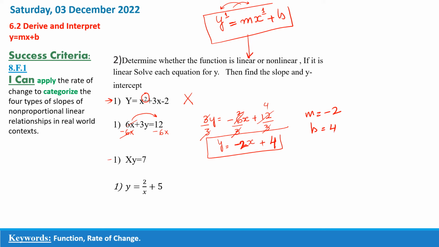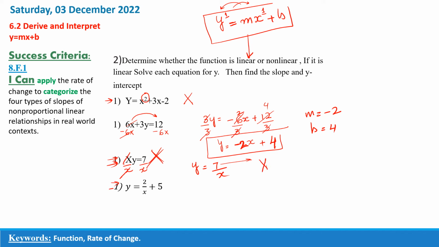Now look at the equation xy equals 7. I already told you that y has to be on one side of the equal sign and the x should be on the other side of the equal sign. So it means it is not a linear equation. Why? If you divide both sides by x, y equals 7 over x. In a linear equation, the x should have one power, which means it has to be in the numerator, not in the denominator. So it is not a linear function.